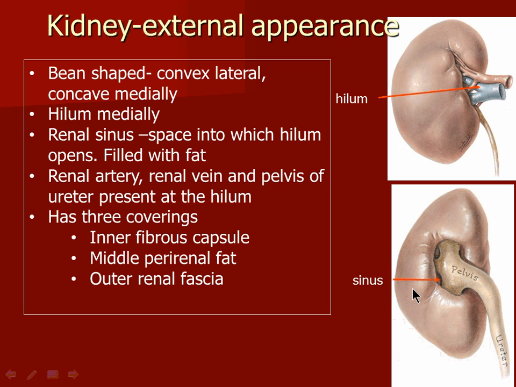Now the kidney has three coverings. So you have an inner covering, and then a second layer and a third layer. The inner covering is called the fibrous capsule. The middle layer is a layer of fat, and since it goes around the kidney, it's called perirenal, peri meaning going around like perimeter. And the outer is just condensation of fascia called renal fascia.